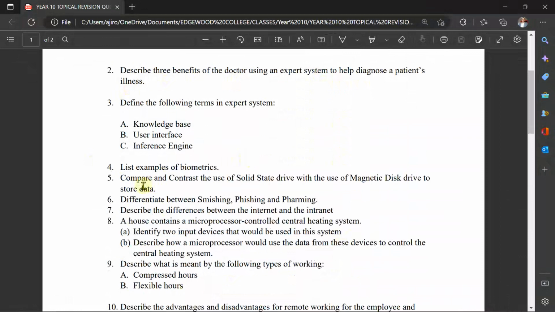Now, the fifth one: compare and contrast the use of solid state drives with the use of magnetic disk drives to store data. I've talked about laptop and desktop in the case of the solid state and in the case of the hard disk drive. The magnetic disk drive simply means the hard disk drive because it makes use of magnets. So that's just what it is. You might want to check the previous video, but I'm still going to lay emphasis on this, and you might still want to check it for added knowledge.